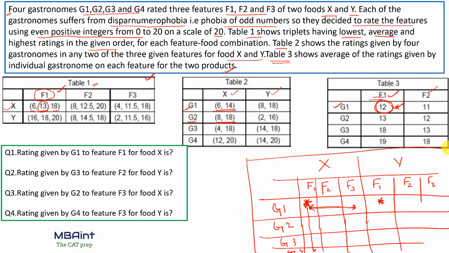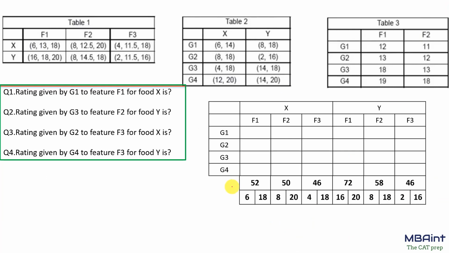Let me draw a clear table. Fine, I've made the table. Now if you see this along extended row and column, this is nothing but I've taken all the information from table 1, the lowest value, the highest value, and I've just multiplied the average by 4, because this 13 was the average given by 4 gastronomes for feature 1 for food X. So I've just summed this up and made it to 52. That's all for the other table.